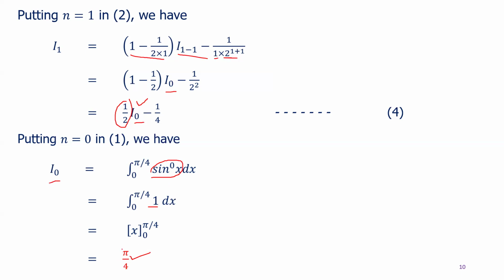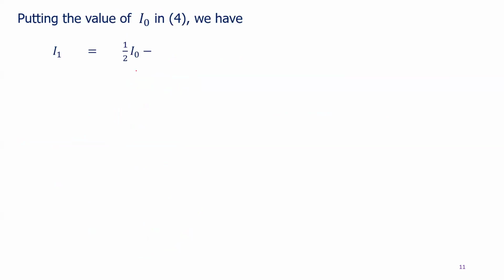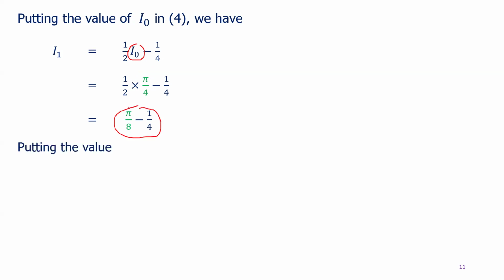Now we substitute the value of I_0 in equation number 4, then we have the value of I_1, which is 1 upon 2 I_0 minus 1 by 4. 1 upon 2 into I_0 is pi by 8, minus 1 by 4. Now we substitute the value of I_1 in equation number 3.